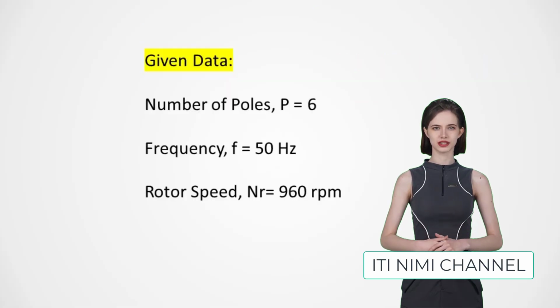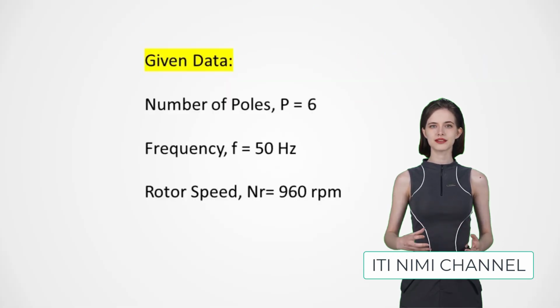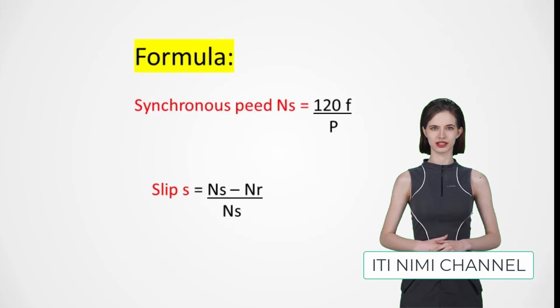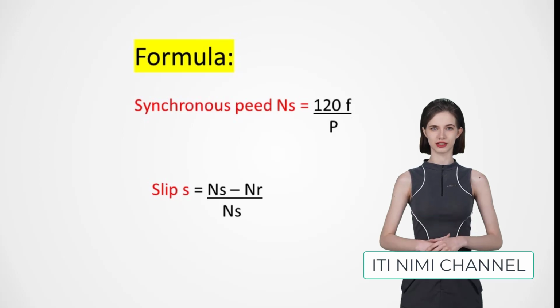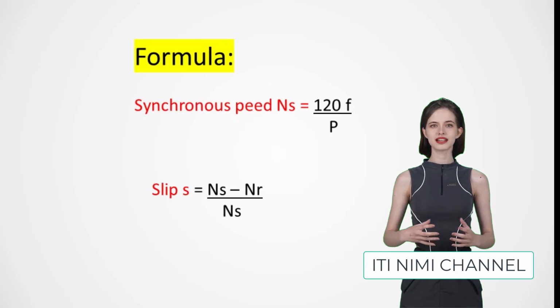Alright, to find the percentage slip of our induction motor, we first need to determine its synchronous speed. The formula for synchronous speed is 120 times the frequency divided by the number of poles. Once we have the synchronous speed, we can then use it to calculate the slip using the formula: synchronous speed minus rotor speed, divided by synchronous speed.